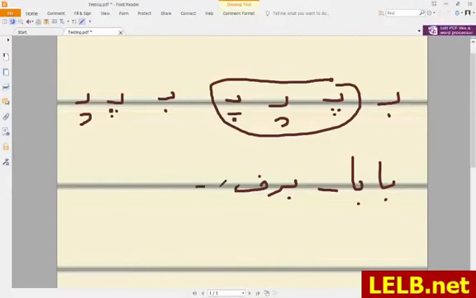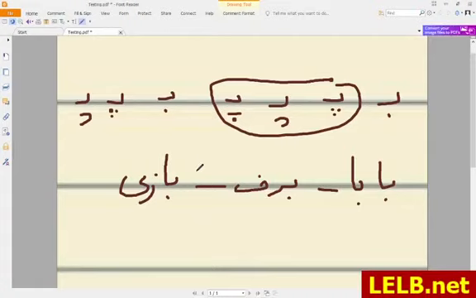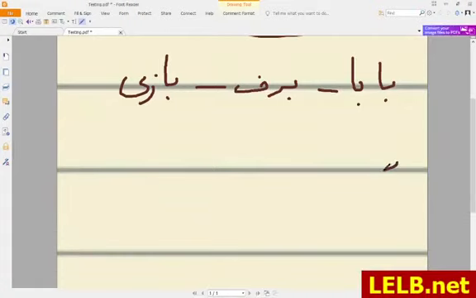بازی. بازی. Game or play. باران. با ران. باران. Rain.